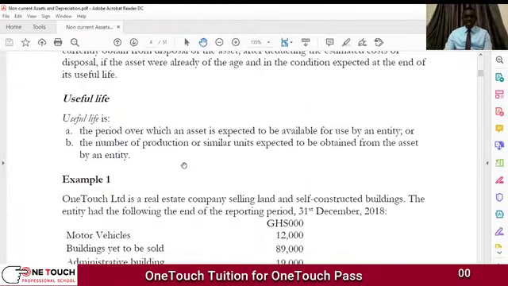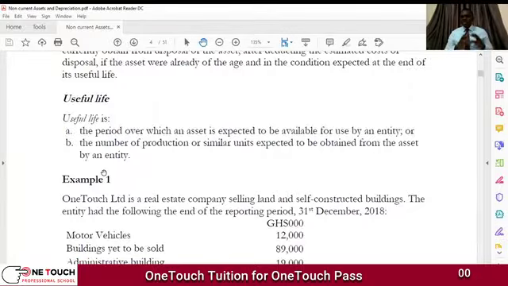Useful life of an asset. Useful life of an asset is the period over which an asset is expected to be available for use by an entity. When we talk about useful life of an asset, we are looking at the period over which an asset is expected to be available for use by an entity, or the number of production or similar units expected to be obtained from the asset by the entity.